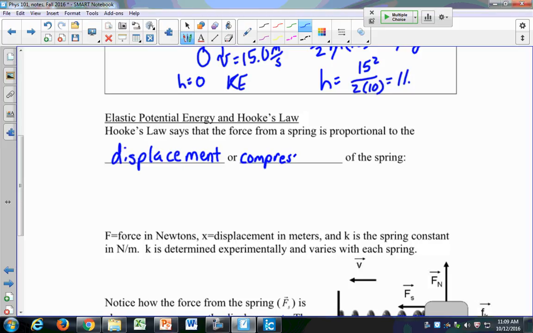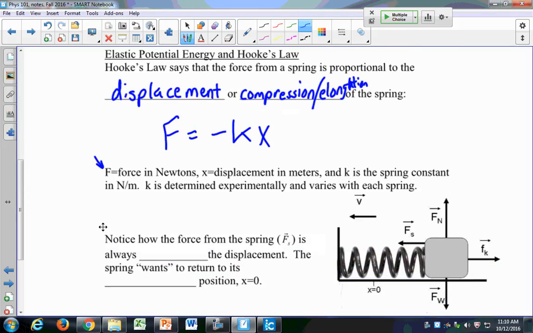Or I'll say compression, elongation of the spring. Displacement is the same as either compression or elongation. It would just change the sign whether you're compressing it or you're stretching the spring out. Hooke's law is written like this. It says that F is equal to negative K times X. The force F is in newtons, X is in meters, and then K is a spring constant. It's a constant value. It's in newtons per meter.